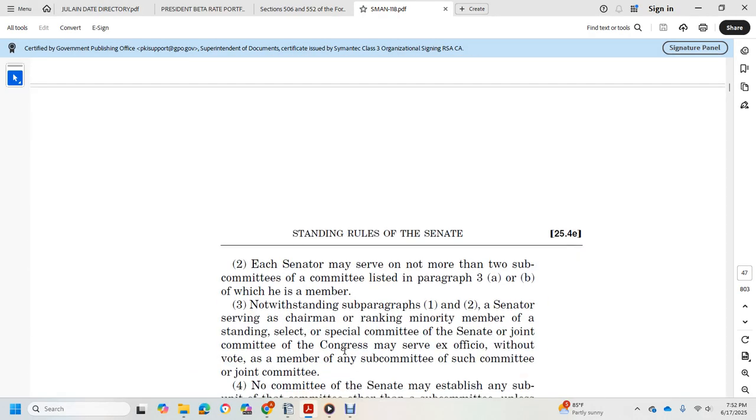Each senator may serve on not more than 2 subcommittees within the committee listed in paragraph 3A-B, whichever he is a member of, not standing with subparagraphs 1 and 2. The senator serving as chairman or ranking minority member of the standing, select, or special committee of the Senate, or the joint committee of the Congress, may serve ex officio without vote as a member of any subcommittee in such committee.